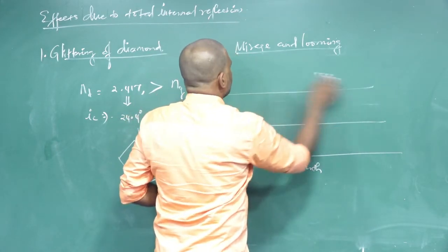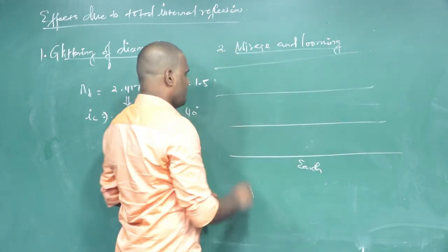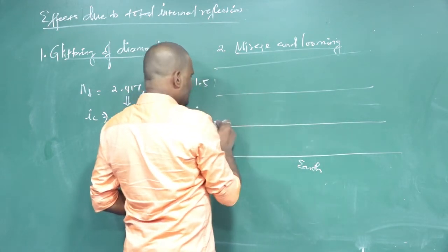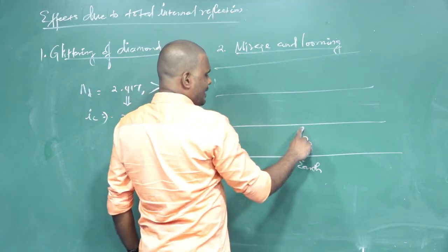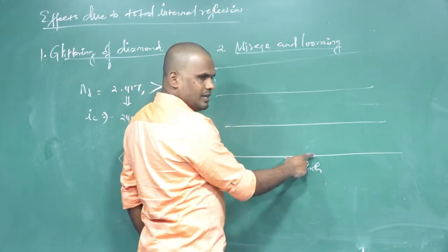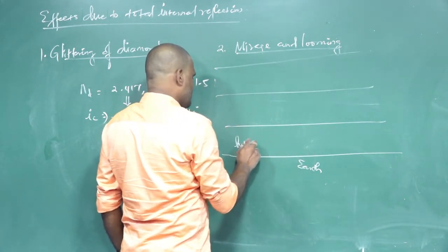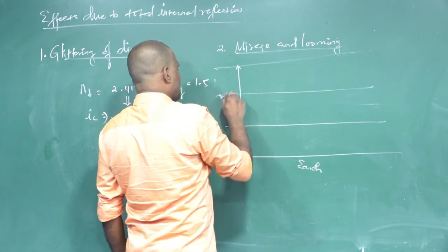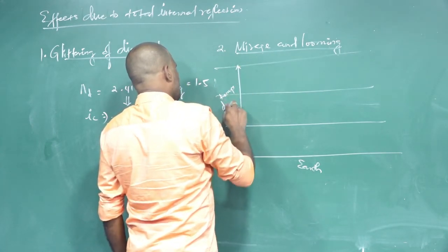I can divide the atmosphere into different layers of air. I can say during a hot sunny day, the layer of air which is very close to the earth's surface will be hot, and as you move above the earth's surface, the temperature of air decreases.